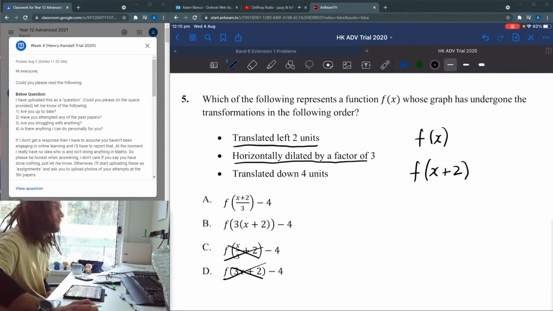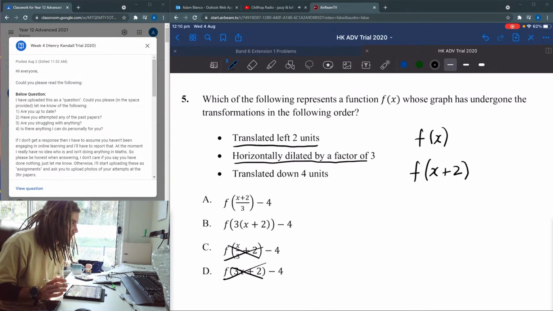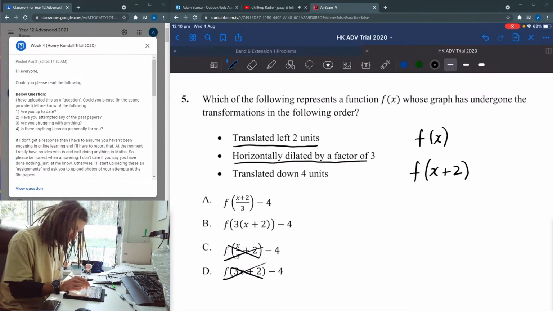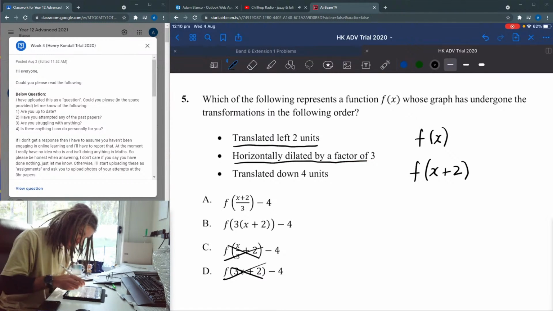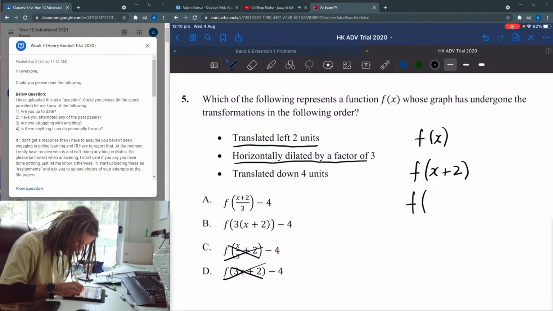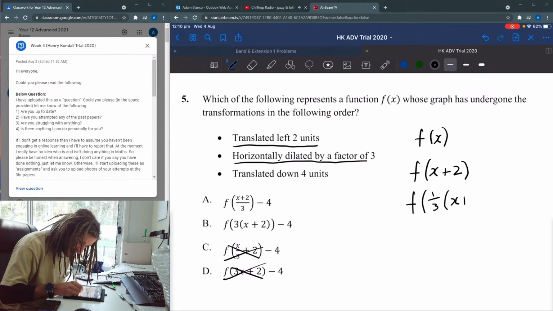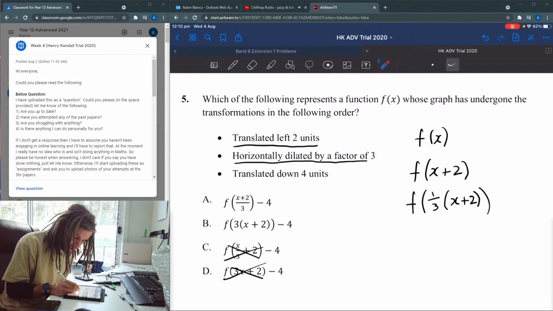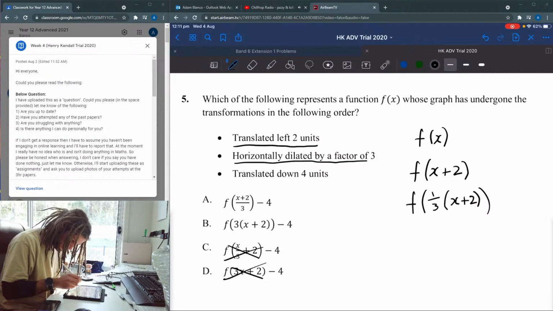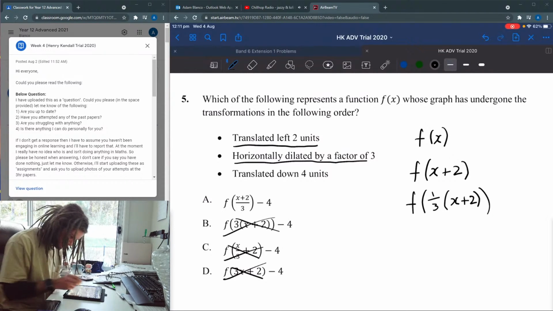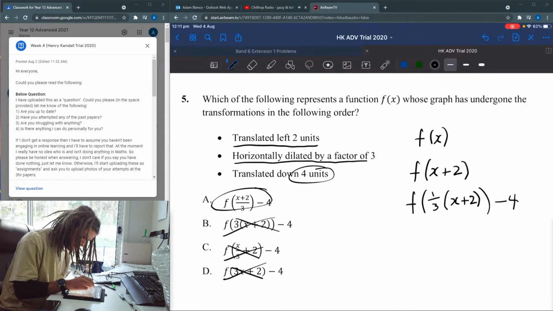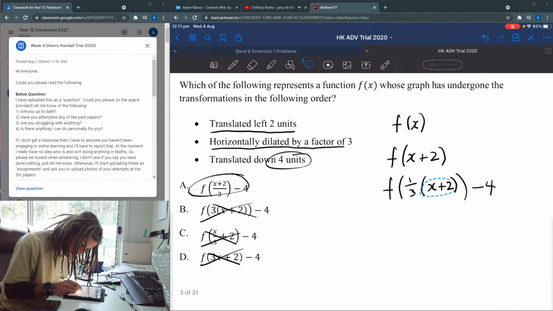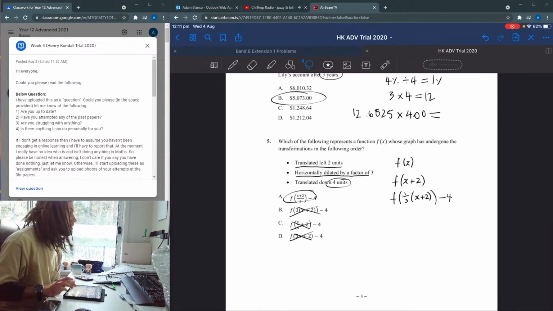Horizontally is the confusing one, because I just want to make sure I'm getting this right. So horizontally is the one where if it's a factor of 3, it's actually a factor of 1 on 3. And you've got to factorize. So 1 on 3 outside of x plus 2. So the first thing that affects the x is the plus 2, which was the first thing. So that's why you factorize it. And then translated down, I can just chuck a minus 4 on the end. So it's this one. They've just written it with that on top, but who cares?